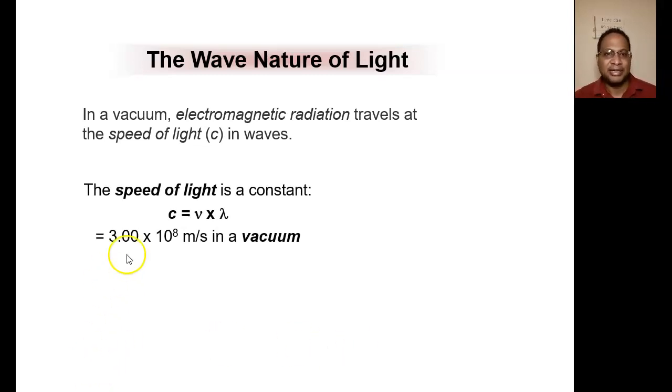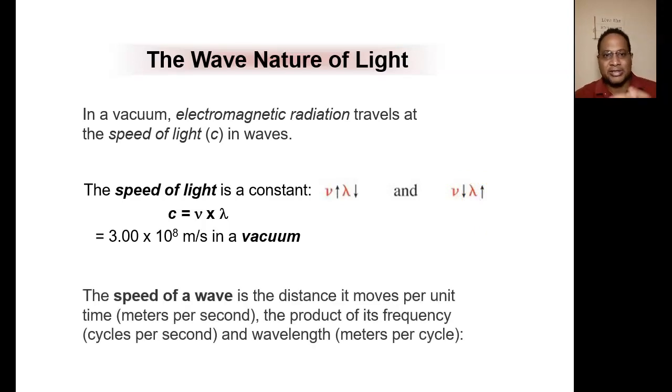And if you look at the relationship, the speed of light is related to the frequency times the wavelength, and the value for the speed of light is 3 times 10 to the 8 meters per second. And remember I said it's a constant, so that means that in order for it to be a constant, if the frequency is high, that means that the wavelength has to be low, and vice versa, if the frequency is low, that means the wavelength has to be high in order for it to be a constant, right?